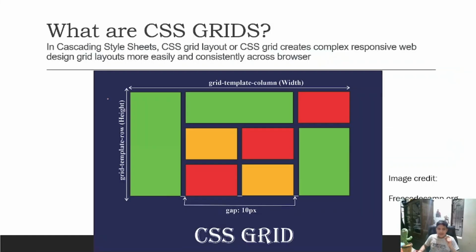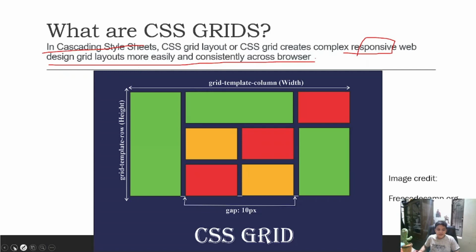Let's move on. Now we will understand what CSS grids are. You all have understood what grids are. Now it's our turn to understand what CSS Grid is. Let's move on to the boring definition now. In CSS, grid layout creates complex responsive design grid layouts more easily and consistently across browsers. It is a bit tough definition, so first I will explain what it means. Basically, using CSS Grid, we can create complex, responsive web design layouts very easily.